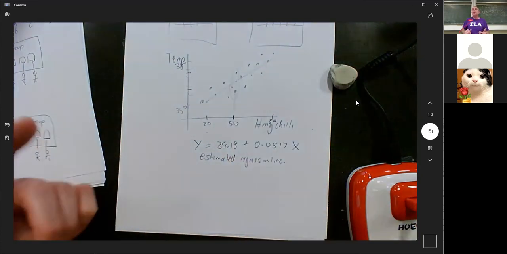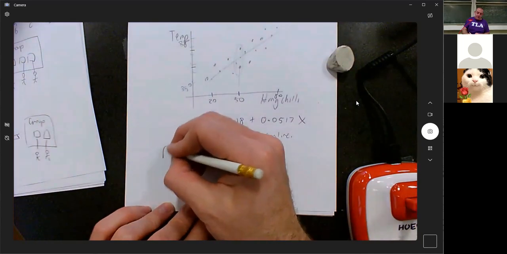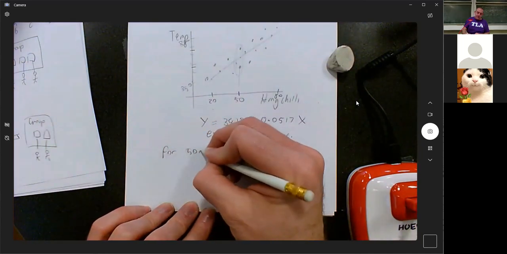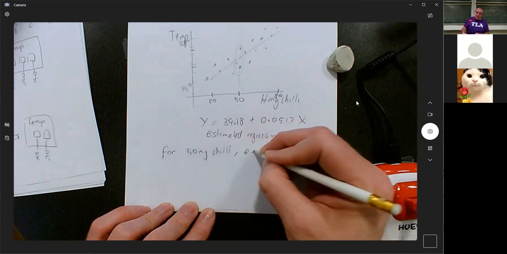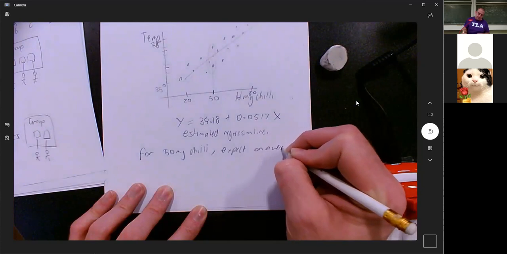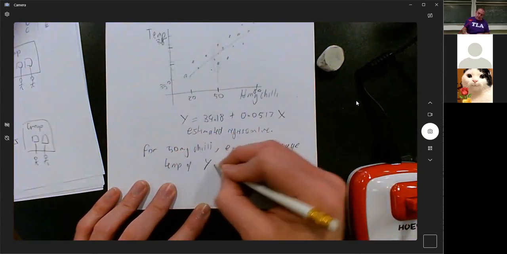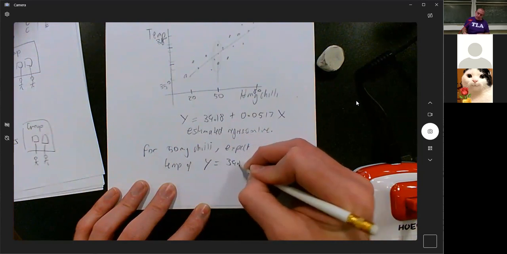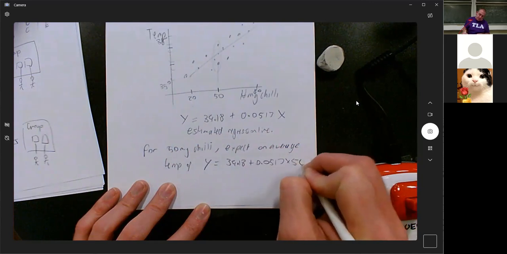And so from this, if I had 50 milligrams, I could put it into this formula and it would tell me approximately what temperature I expect. That's the idea. So I would say something like, for 50 milligrams of chili, we expect on average a temperature of 34.18 plus 0.0517 times 50.